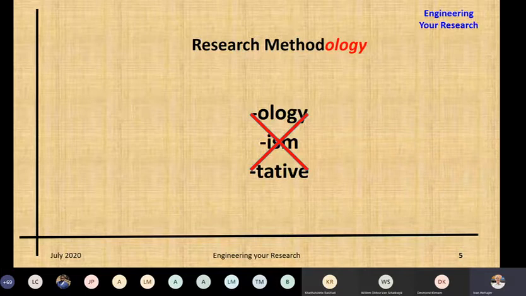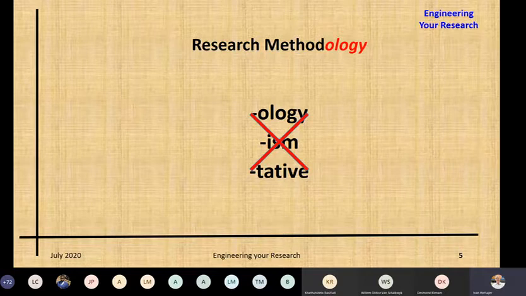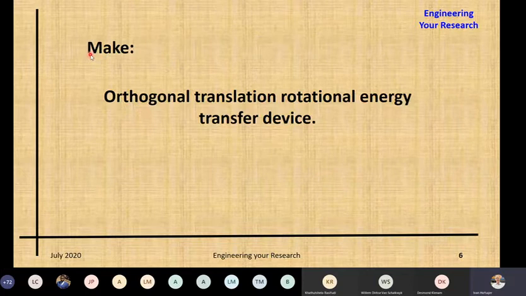Now, you saw last time that we had the story of the knowledge land, and this time I've got another story. There's no dragons or monsters in the story. The monster is only right at the end of this webinar, but we're going to have a story. And the story that we're going to work with is a first-year engineering student, and that might be scary enough. But we're going to be working with a first-year engineering student, and this first-year engineering student has been tasked with the following. The student has been tasked with making an orthogonal translation rotational energy transfer device.